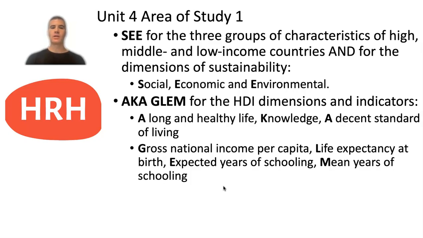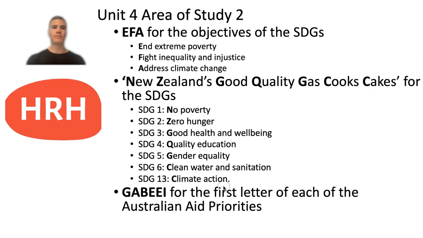Also, when it comes to the Human Development Index, and you need to remember the 3 dimensions and 4 indicators, the acronym AKA GLEM can help you to remember those. AKA is the first letter of each of those dimensions: a long and healthy life, knowledge, and a decent standard of living. And then GLEM is the first letter of each of the 4 indicators: gross national income per capita, life expectancy at birth, expected years of schooling, and mean years of schooling. So hopefully they will help you remember those important aspects of Unit 4 Area Study 1.